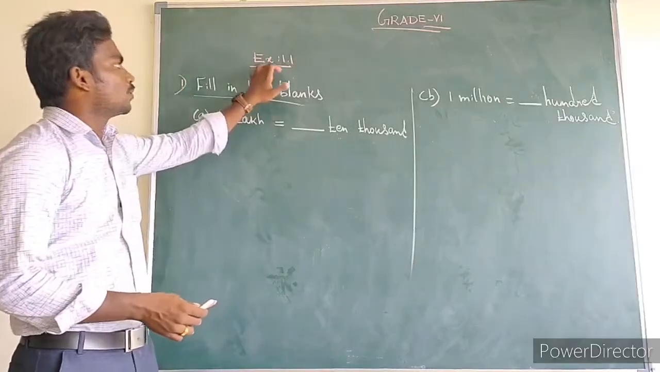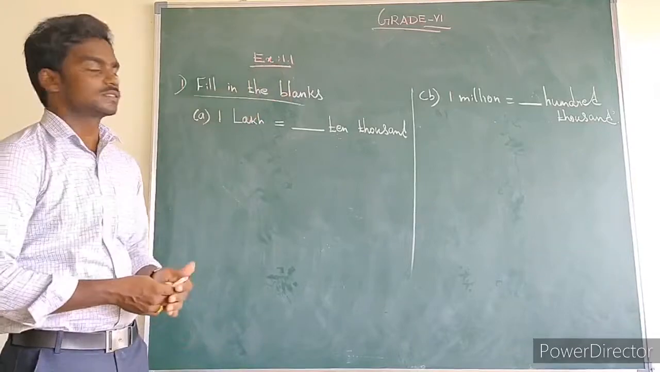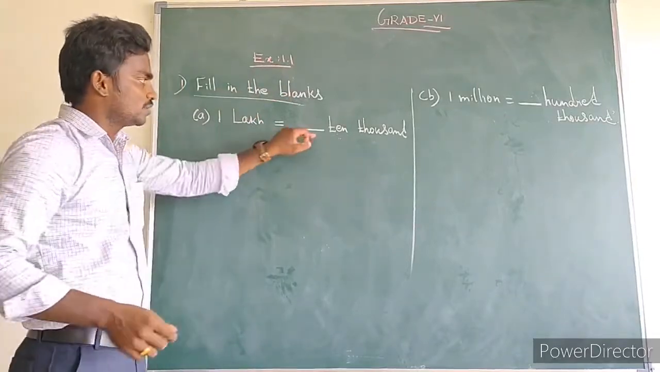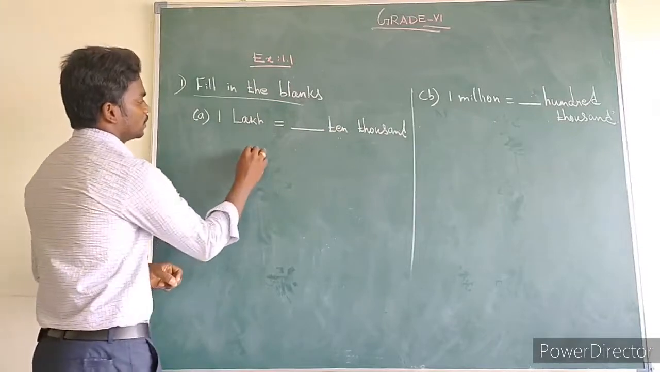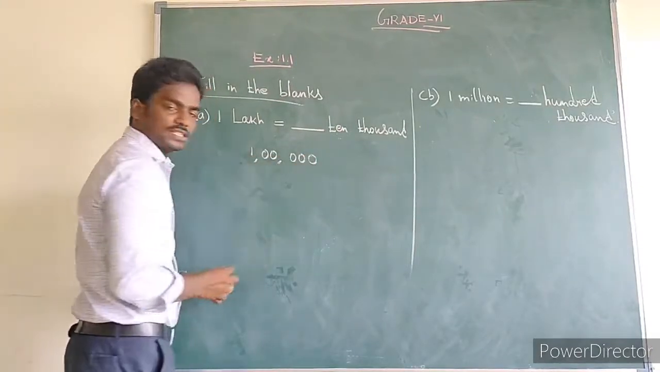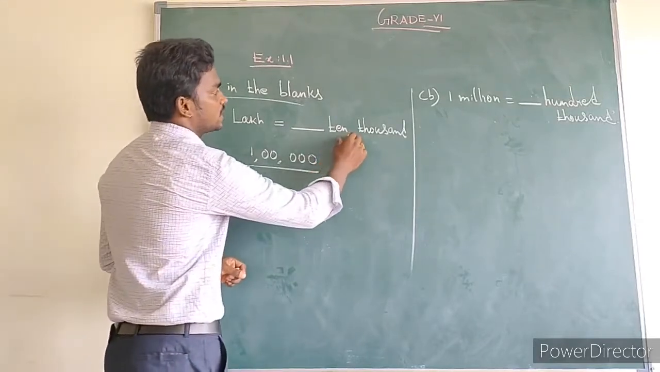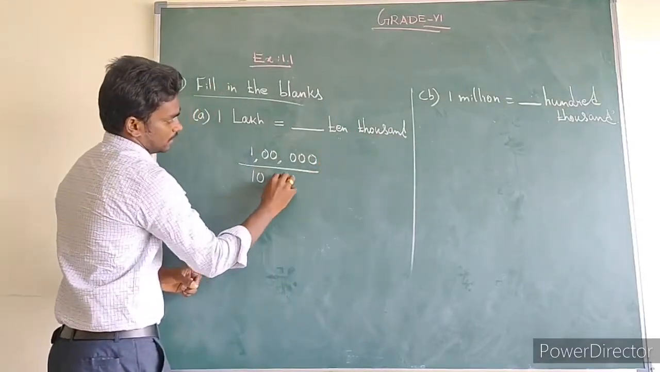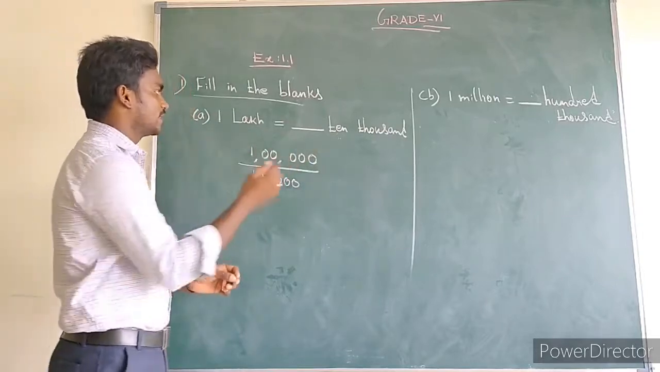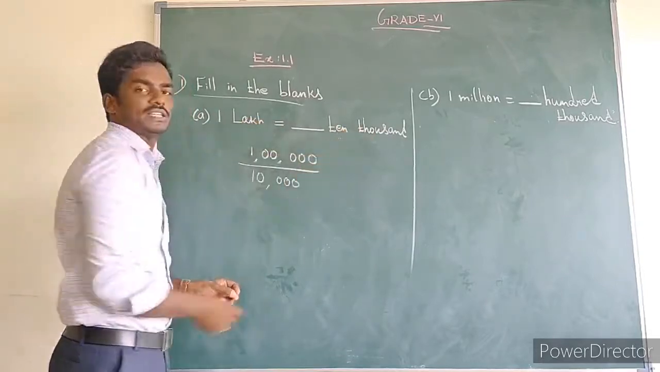So see our exercise 1.1, first question, fill in the blanks. So how to solve this? 1 lakh equal to dash 10,000. How to write 1 lakh? So we can write 1 lakh divided by 10,000. So 1 lakh equal to dash 10,000 means we can divide 1 lakh by 10,000.